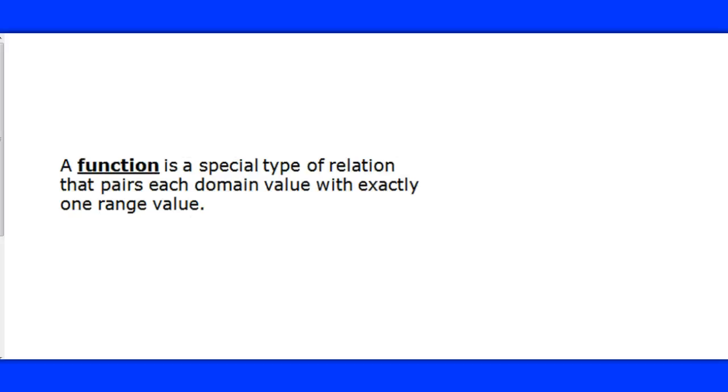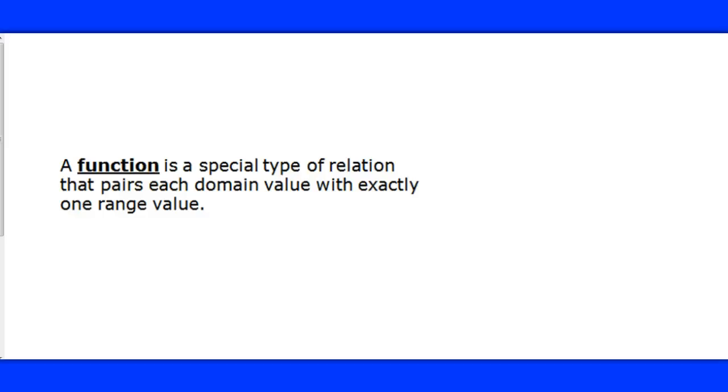Now, a relation is where two variables are somehow or another linked together or connected, have some kind of relationship with each other. A function is a special kind of relationship. It's like having a best friend, okay? And the definition here says that each domain value is paired with exactly one range value.